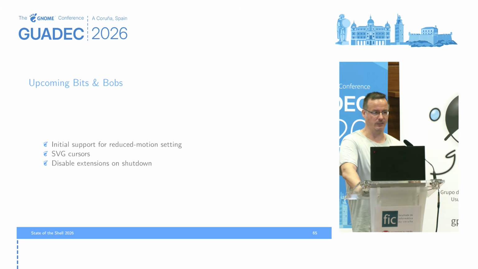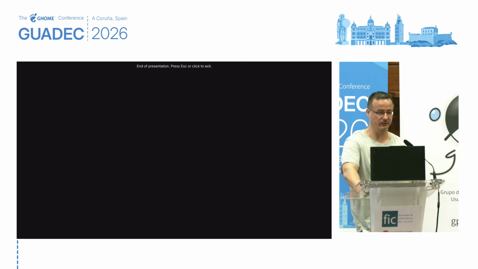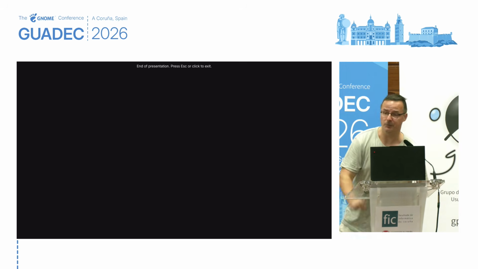So if an extension has to do some cleanup work or maybe save runtime state to a persistent location, then it has a point where it can do this, because it will be disabled at this point and can do proper cleanup before the system exits. And that's it. Thank you.